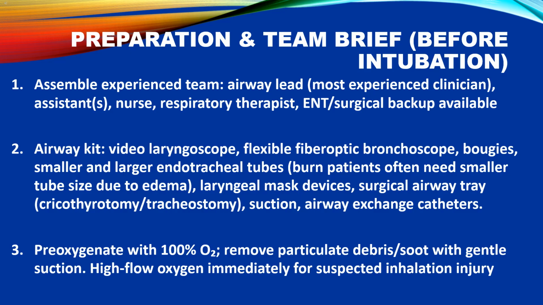2. Airway kit preparation. Video laryngoscope. Prepare a video laryngoscope for difficult airway management. Flexible fiber optic bronchoscope. Have a flexible fiber optic bronchoscope available for visualization. Bougies and endotracheal tubes. Have bougies and endotracheal tubes of various sizes. Smaller tube size. Burn patients often require smaller tube sizes due to edema. Surgical airway tray. Have a surgical airway tray available for emergency cricothyrotomy or tracheostomy.